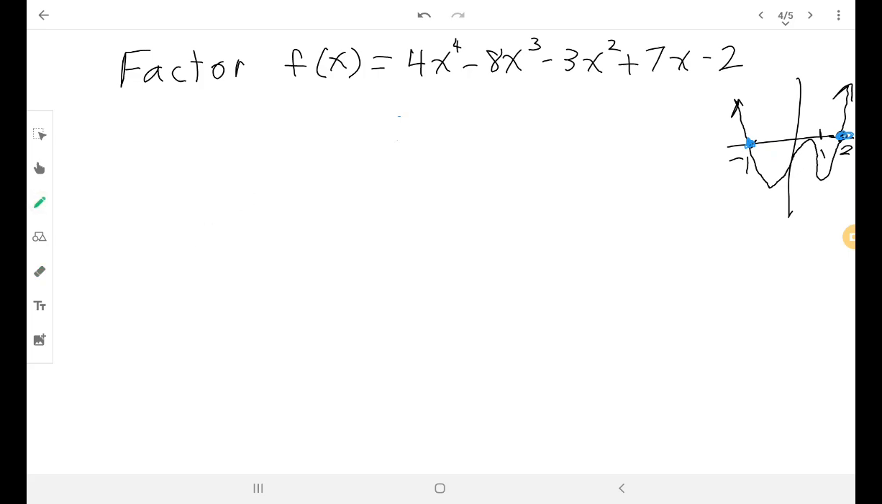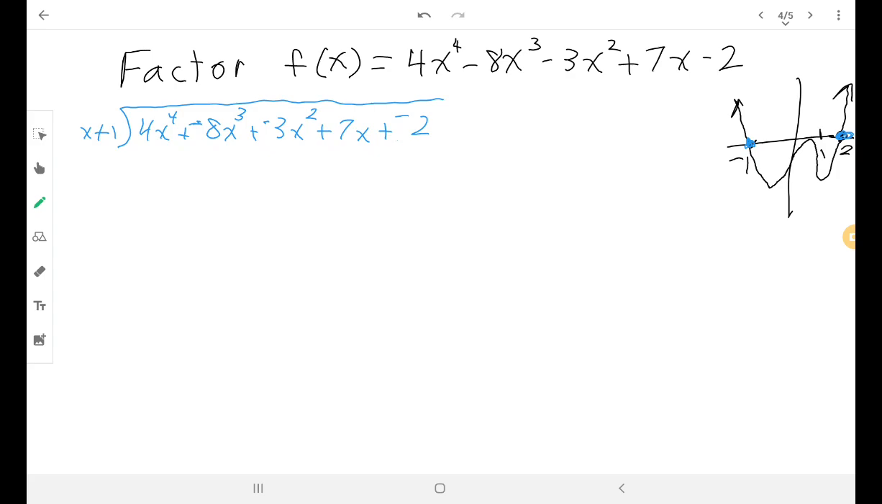So we're going to do 4x to the 4th plus negative 8x cubed plus negative 3x squared plus 7x plus negative 2 divided by, I hope I left myself enough room there, x plus 1.